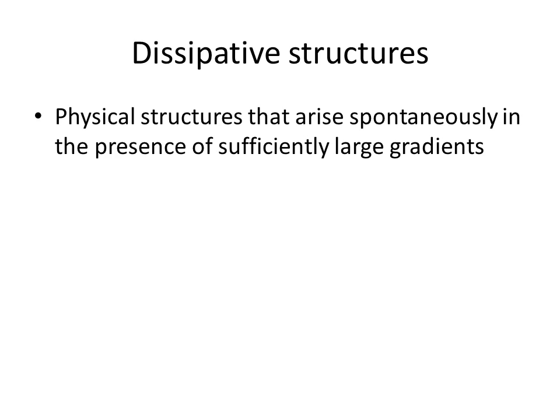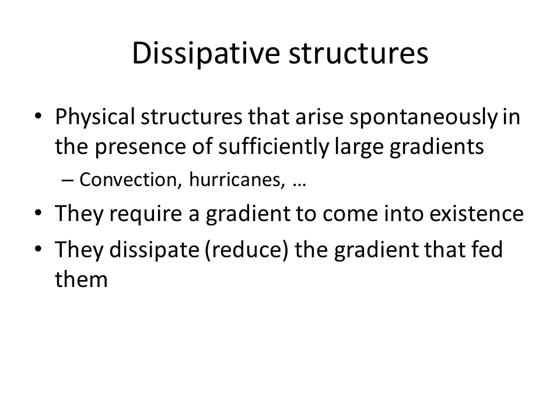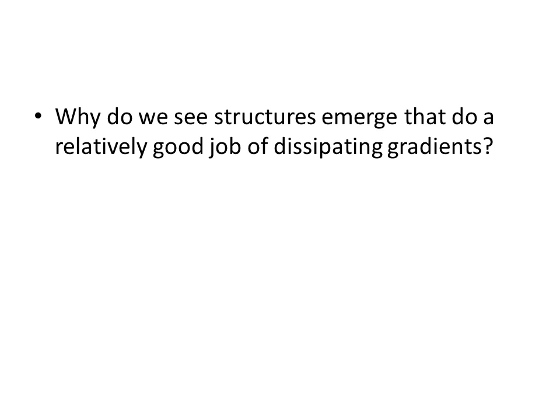We can say that dissipative structures are physical structures that arise spontaneously in the presence of sufficiently large gradients. For example, convection or hurricanes. On the one hand, they can only come into existence in the presence of a sufficiently large gradient. On the other, they dissipate or reduce the gradient that fed them. Okay, fine. Hurricanes and convection act to dissipate gradients, but you might ask yourself why this happens. Why do we see dissipative structures pop up when there's a gradient at hand?